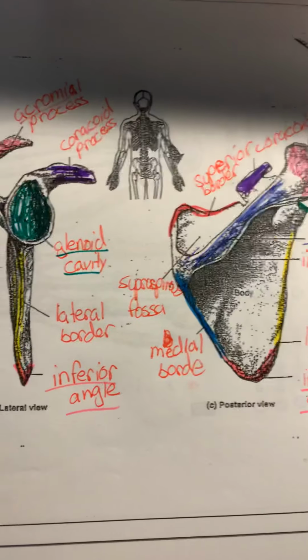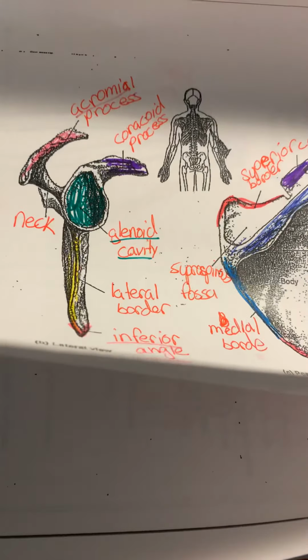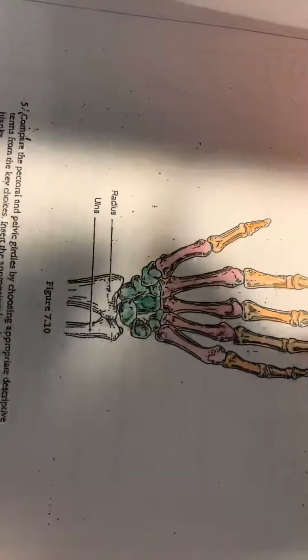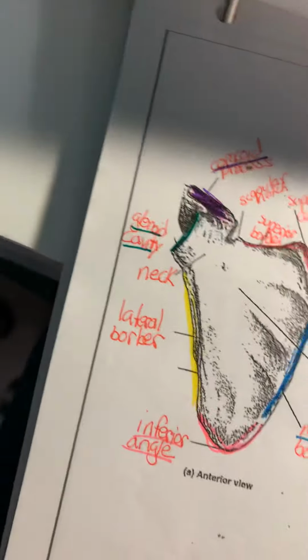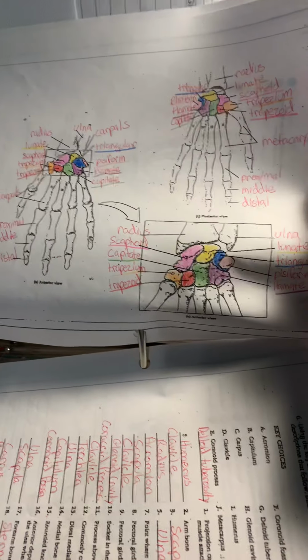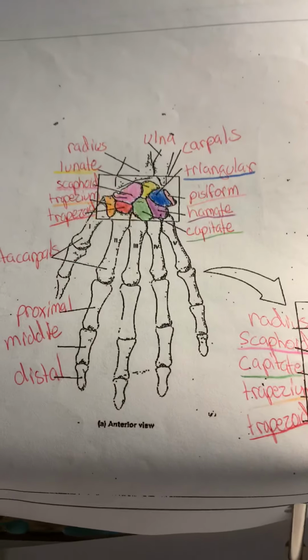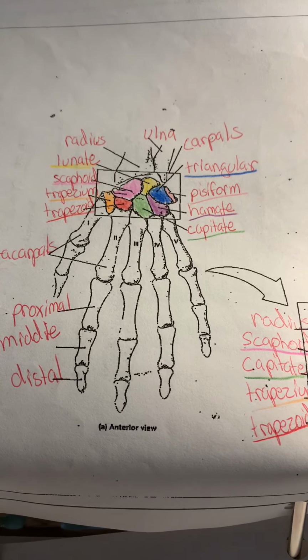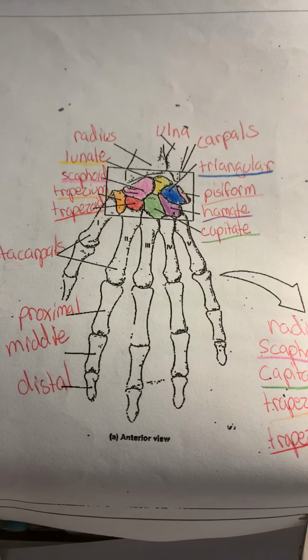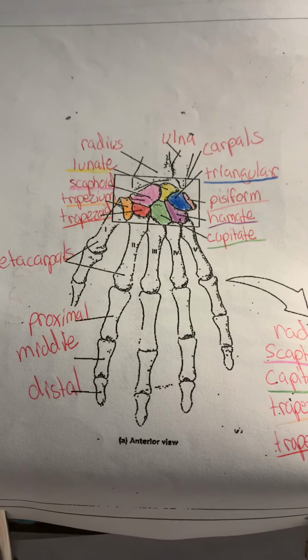Okay, then next, once you get that all labeled and colored, you are going to turn to the page that you should have. Let me just get mine. That looks like this. It has all these different views of the hand and the wrist. Okay, so we're going to start over here with the anterior view. So remember, this is in anatomical position. The anterior view would be the palm of your hand, right?